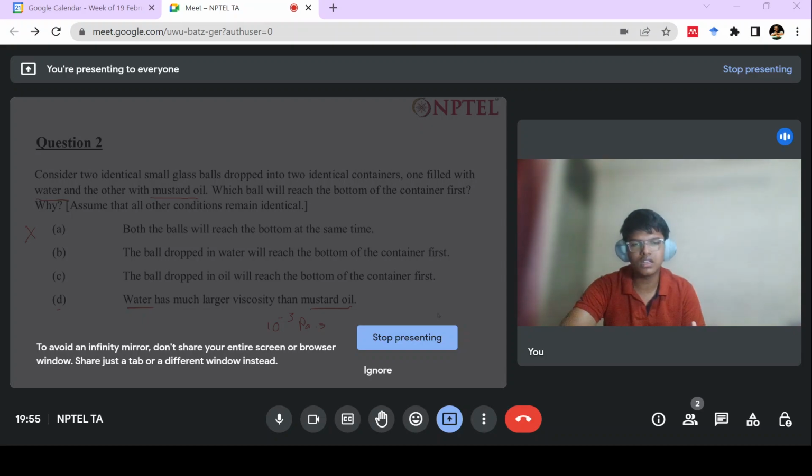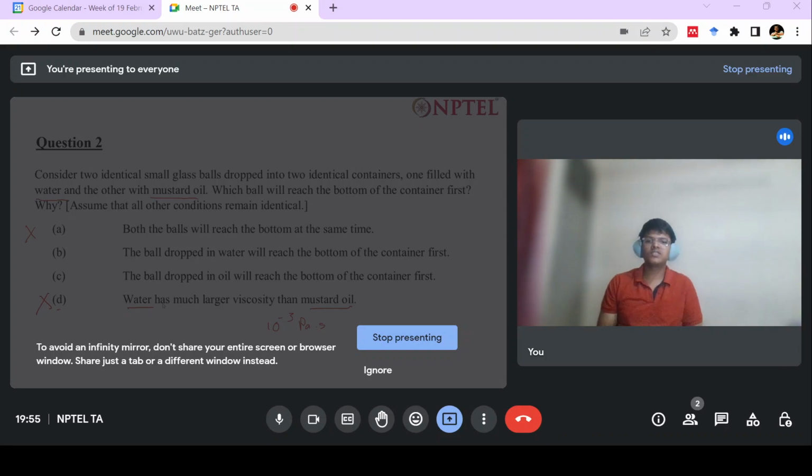Their viscosity also varies with temperature a lot, but still the values are much larger than water. So this statement is false. Now that this statement is false, you know the answer. Why?